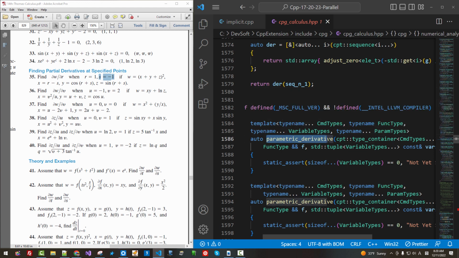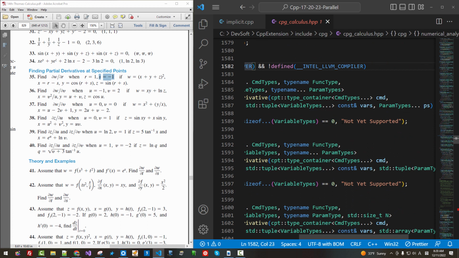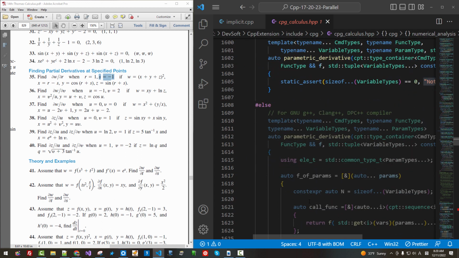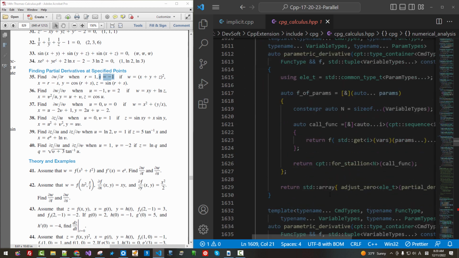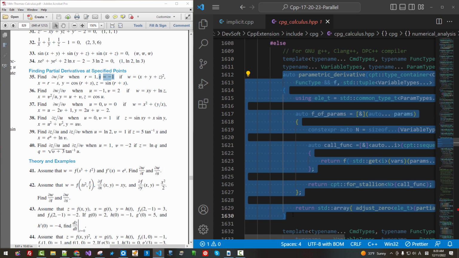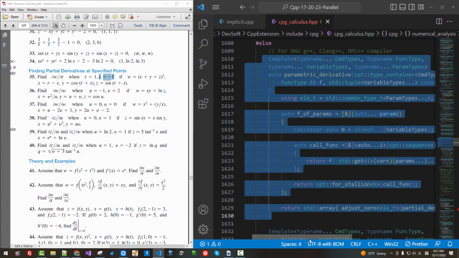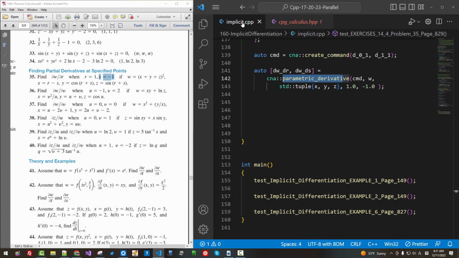Sadly, this implementation does not work for the Microsoft compiler as of today. If you use the Microsoft compiler, you will get a not yet supported message. However, you can use GNU G++ or Clang compilers. This very short and elegant function solves almost all parametric derivatives. This function is very compact but can solve almost all, actually all, parametric derivatives.